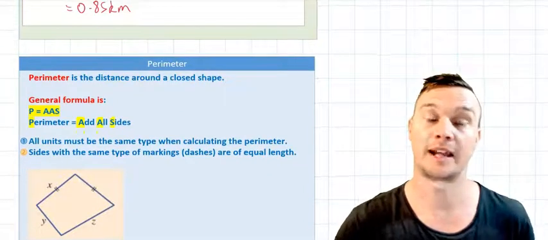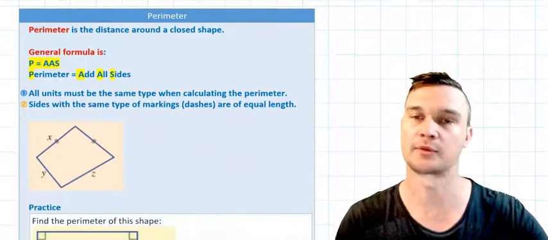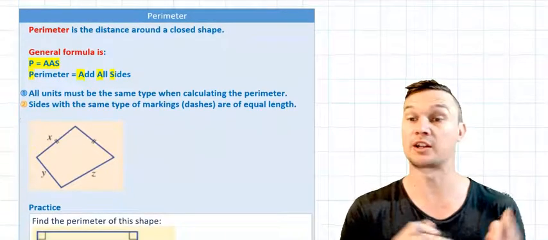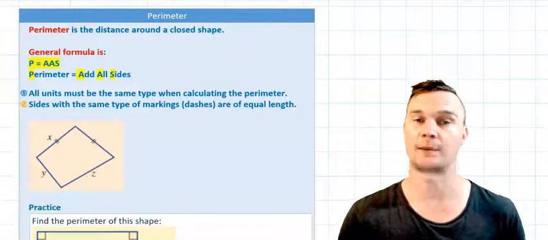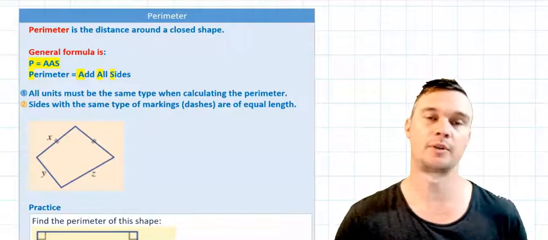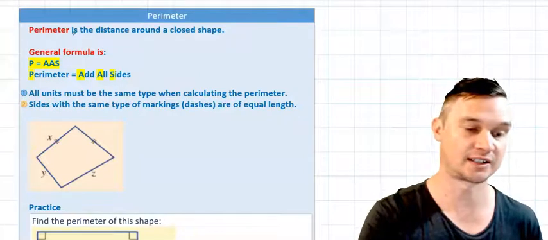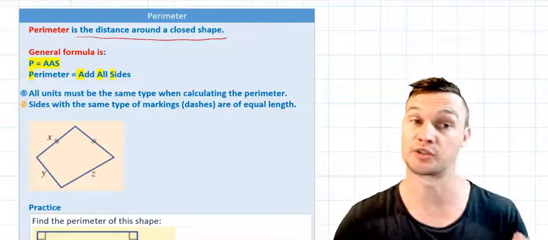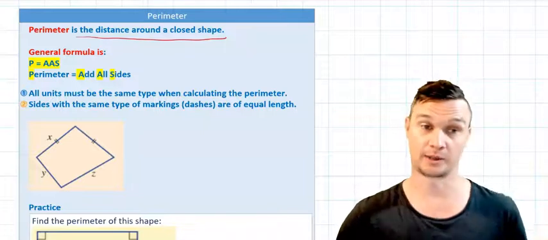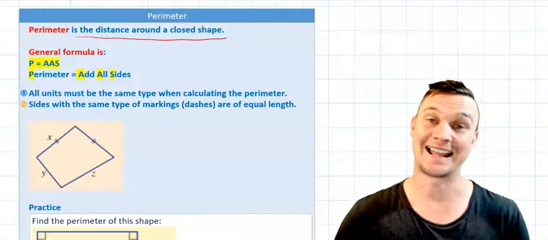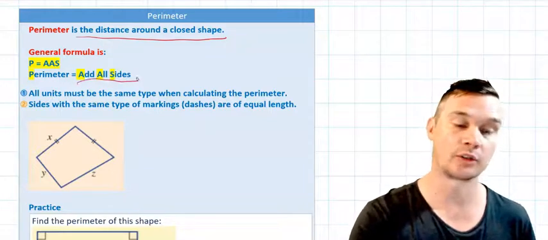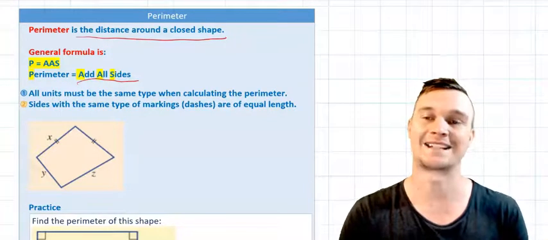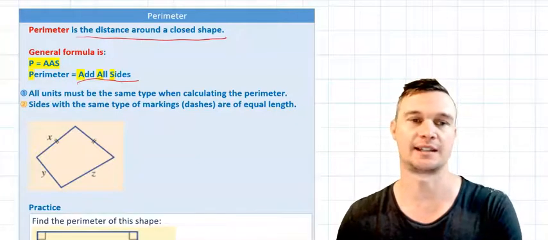Now the perimeter, as we know, and we've done a few examples of this, particularly with regular shapes, squares, rectangles, etc. But in most cases, we're going to get shapes that we're unfamiliar with. And the perimeter basically just means the distance around a closed shape. Now the general formula is perimeter equals AAS, which stands for perimeter means add all sides. So all you're doing is adding all the sides together in this closed shape.